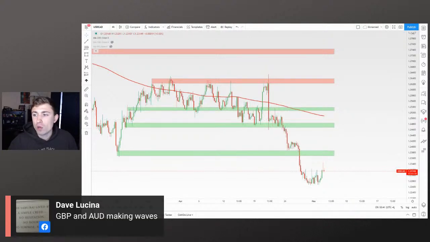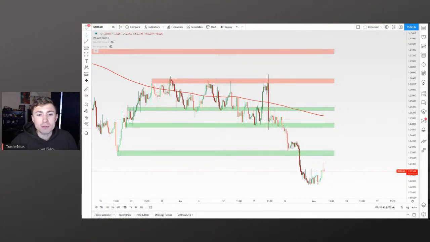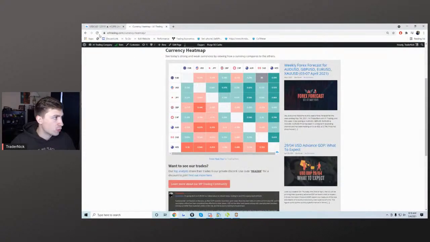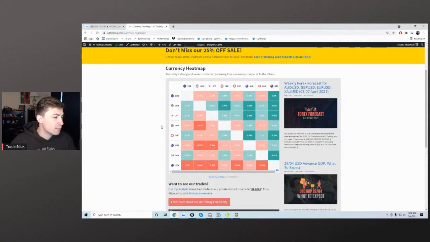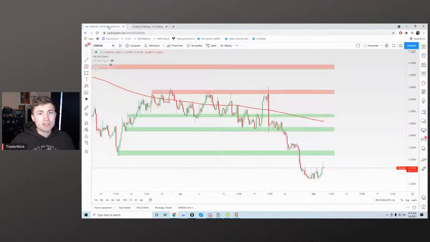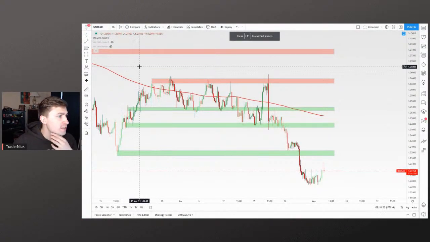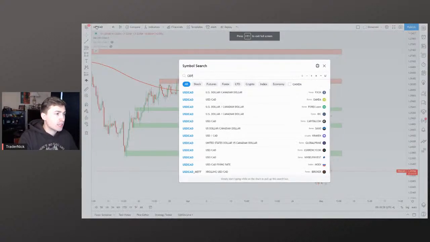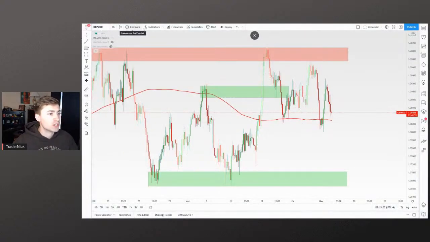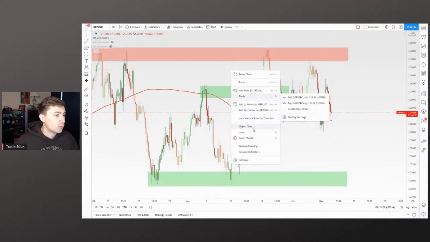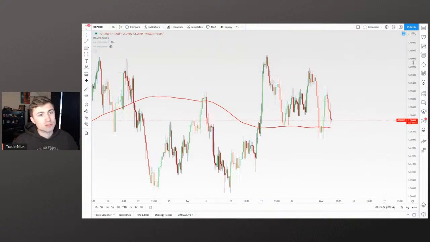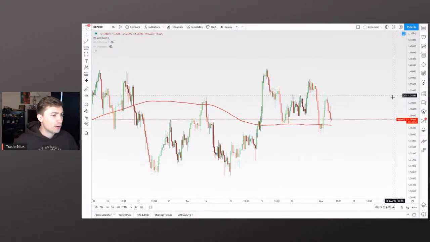GBP and Aussie making waves, says Dave from Facebook. Yeah, you know what? I want to jump back over to the currency heat map because I did it really quick this morning. It does seem like the pound is really weak today, and then you've got the Aussie sort of weak as well. So let's look at some of those pound pairs. I would like to take a look at GBP/USD, like I mentioned earlier, and see what's going on. We are going to start fresh on this one today. So let's do the pound dollar.